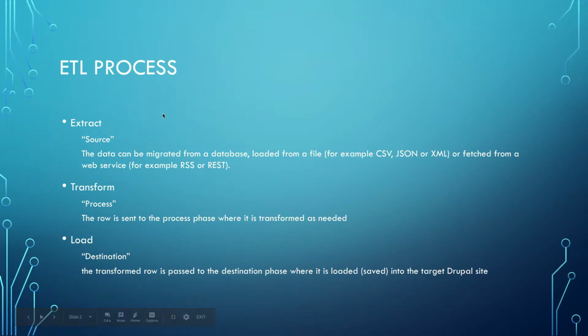The migration process is called the ETL process. E stands for extract, T stands for transform, and L stands for load. Extract means the source. The data can be migrated from a database, loaded from a file such as CSV, JSON, or XML, or from web services. If you go to the Drupal website, there is a whole page with specifics.